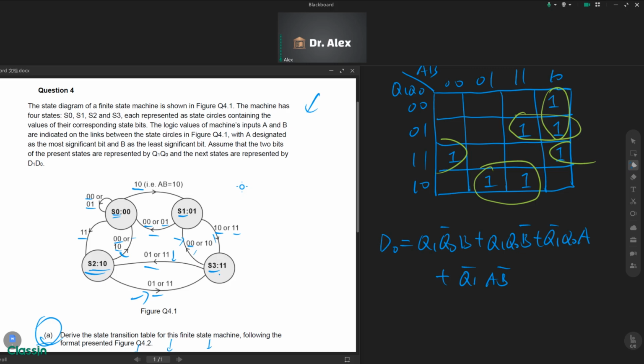So I think we should pay special attention to the concept of the finite state machine. Yeah, and I think that's all.